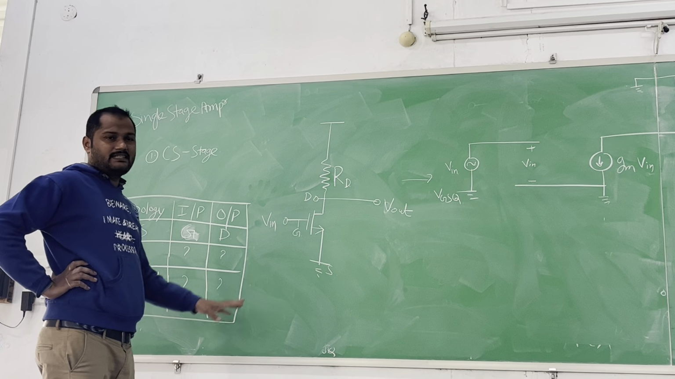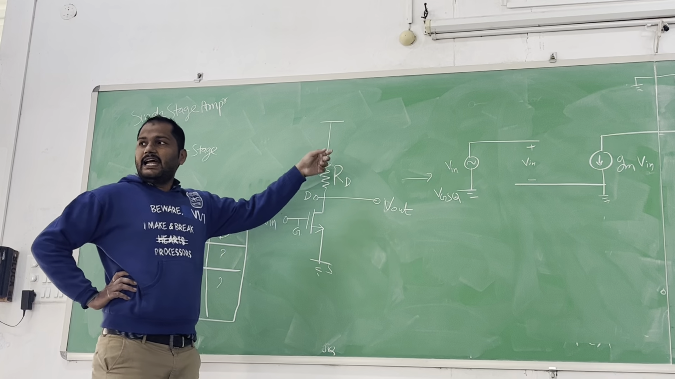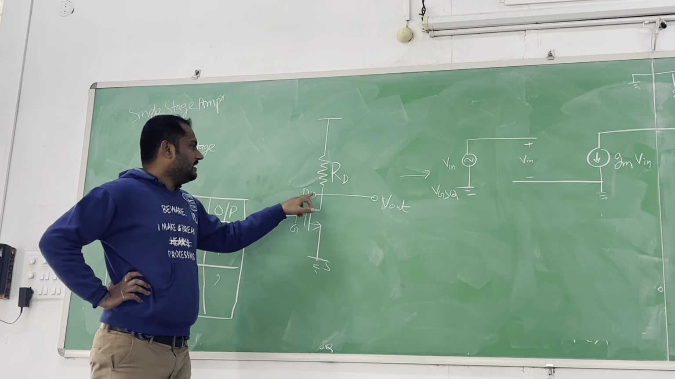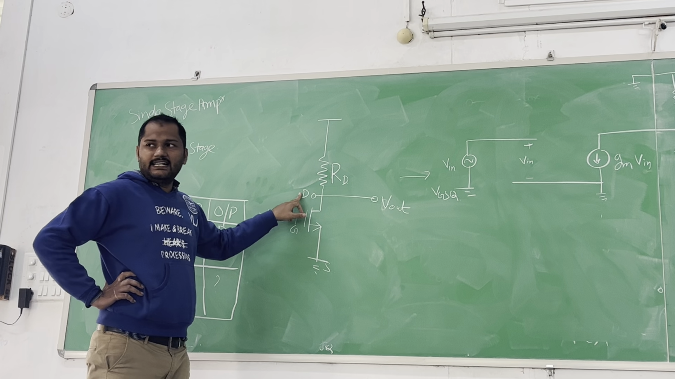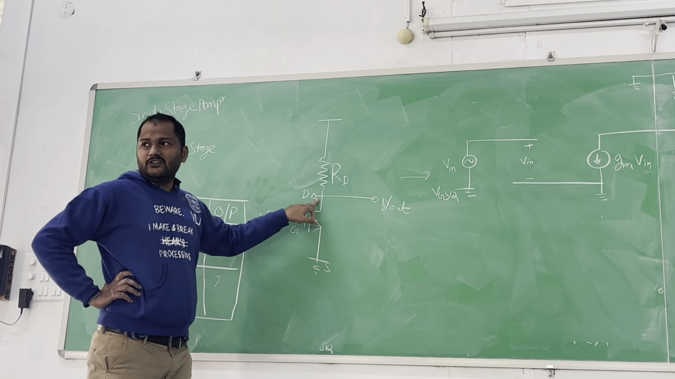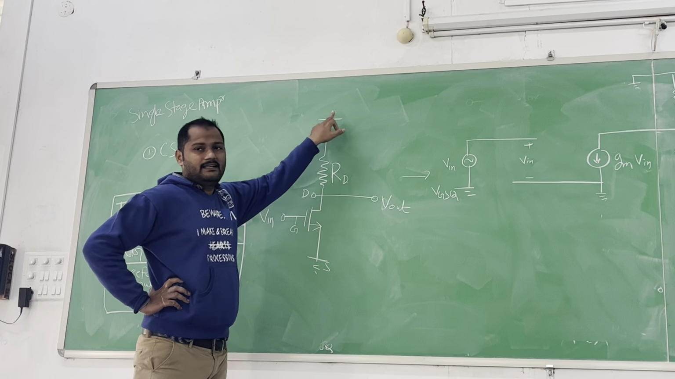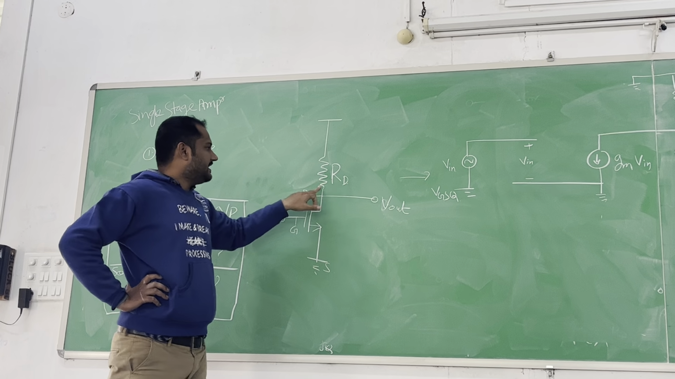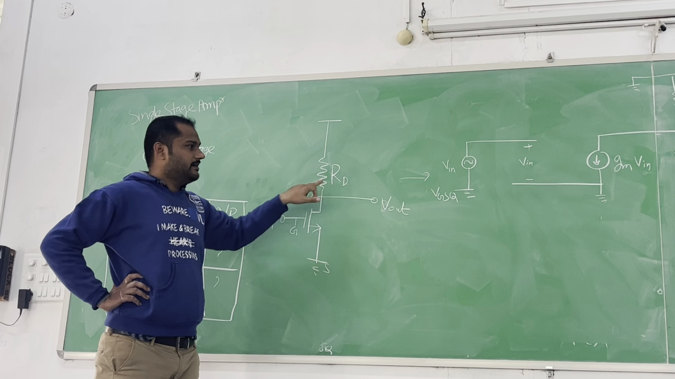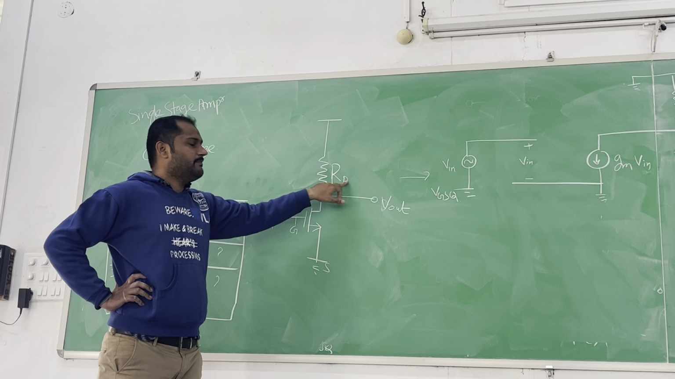Why is it called resistive? This resistance is used, and why is it called load? I will tell you. Here this resistance is connected to the drain terminal. That's why it is named RD. It is connected to drain and supply. This is VDD. It is connected between VDD and RD. That's why it is named RD, on the name of drain.